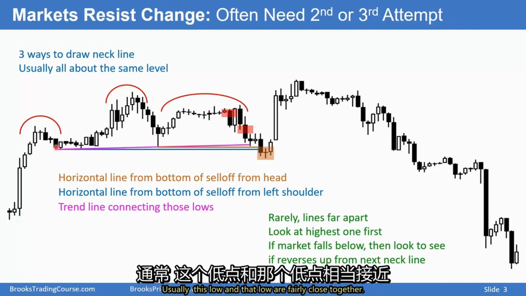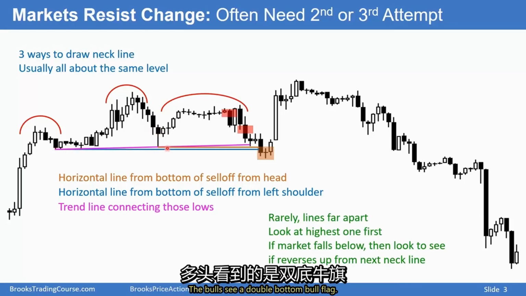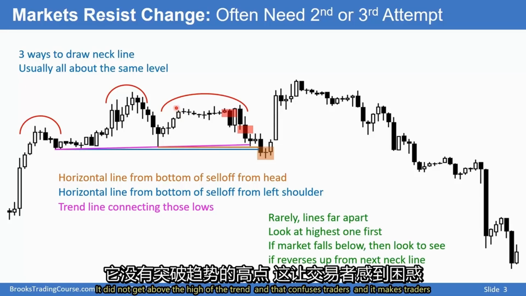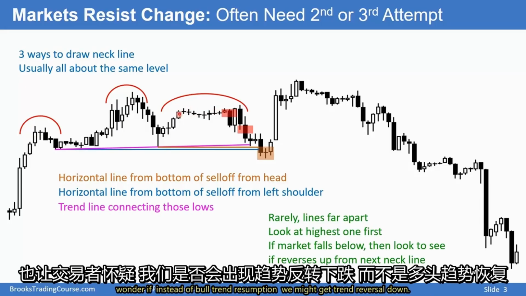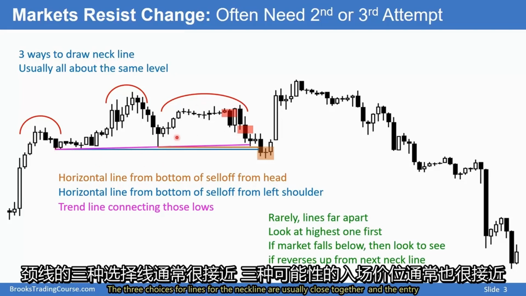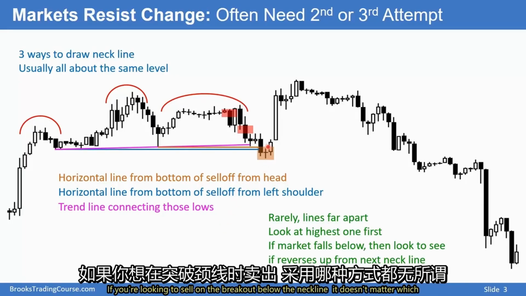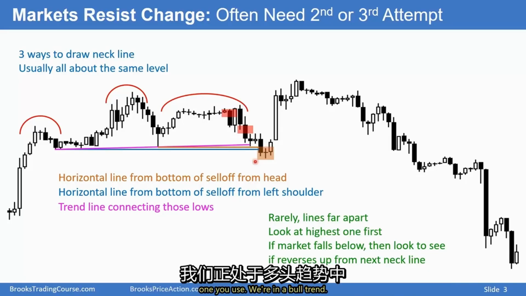Usually this low and that low are fairly close together. The bulls see a double bottom bull flag. The rally from the double bottom failed. It did not get above the high of the trend, and that confuses traders, and it makes traders wonder if instead of bull trend resumption, we might get trend reversal down. The three choices for lines for the neckline are usually close together, and the entry prices from the three possibilities are usually very close together, and it does not matter which one you take. If you're looking to sell on the breakout below the neckline, it doesn't matter which one you use.